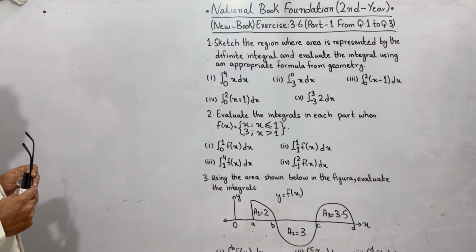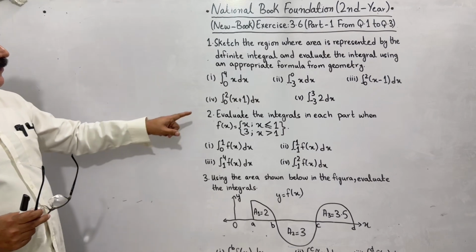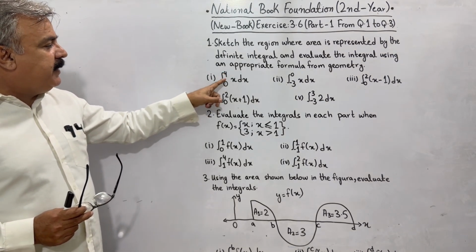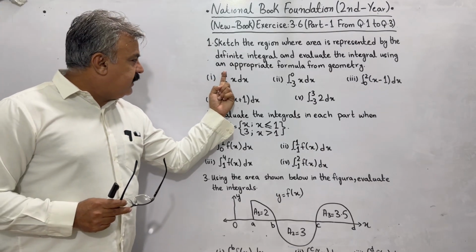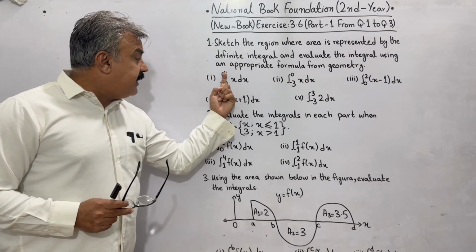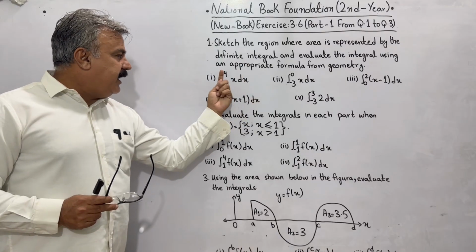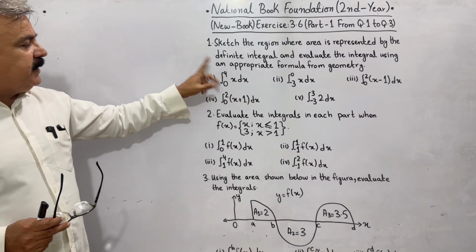Exercise 3.6. We are asked to sketch the region where the area is represented by the definite integral. It has a lower limit and an upper limit. This integral is known as a definite integral. Without limits, it is known as indefinite, and we finally have plus c as a constant. In a definite integral, everything is definite: it has a lower limit and an upper limit.